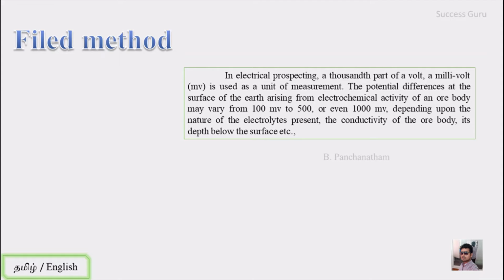As you know, the potential difference at the surface of the earth arises from the electrochemical activity of an ore body. It may vary from say 100 to 500 millivolt, or sometimes even reach 1000 millivolt, depending upon the nature of the electrolyte present, the conductivity of the ore body and the depth below the surface. So this is the main criteria for the value of the SP at a certain location.